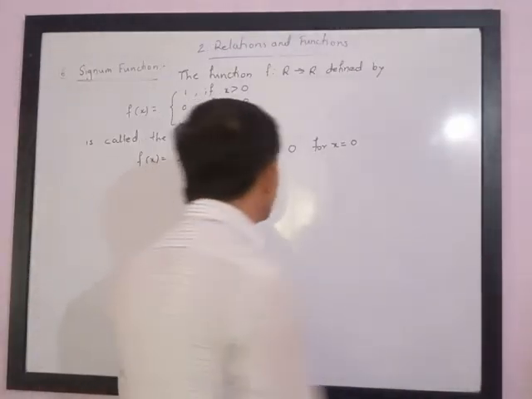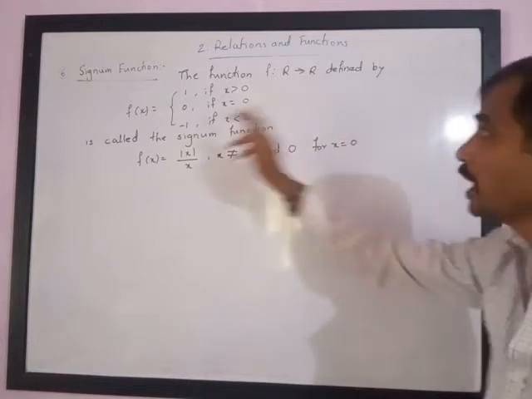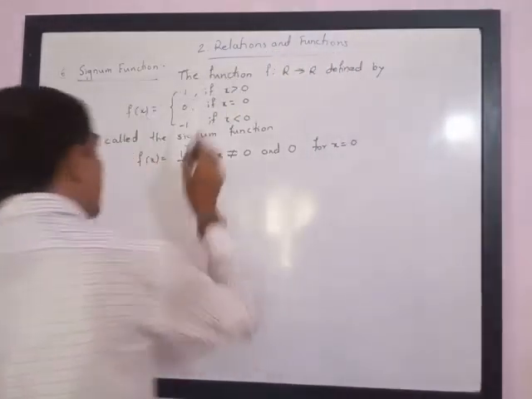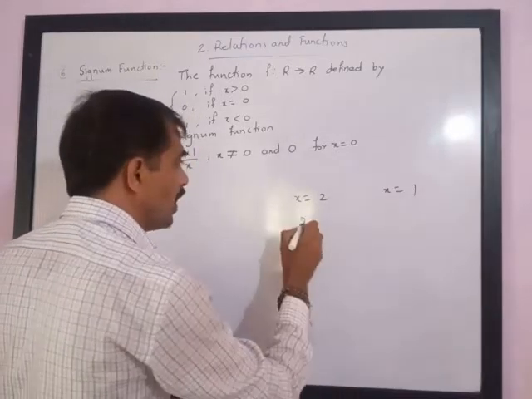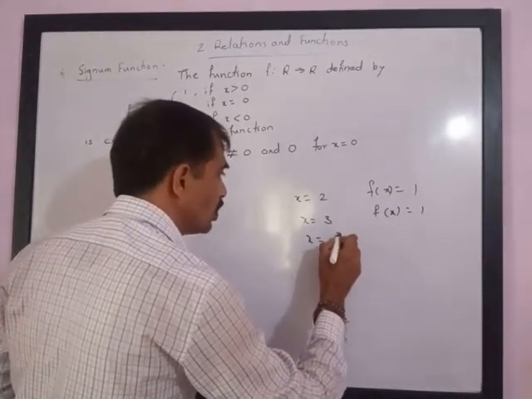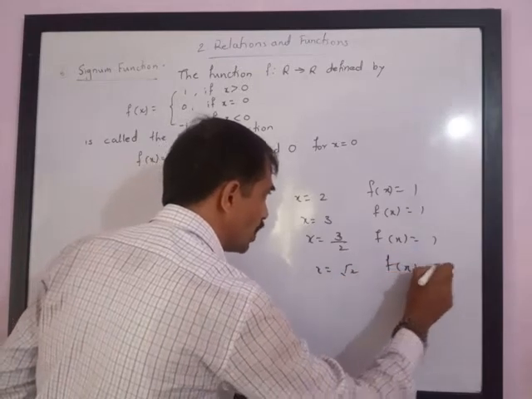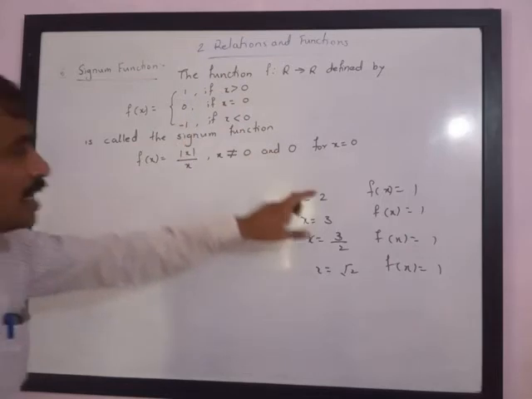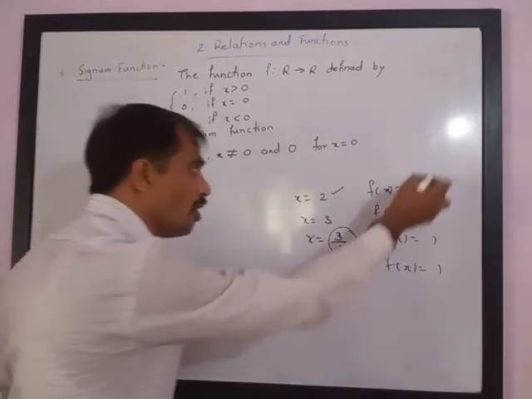Dear friends, the next function is the Signum function. Try to understand. The function from real numbers to real numbers defined by f of x is equal to 1 if x is greater than 0. What does that mean? It is always equal to 1 for all the values of x. Means if x is equal to 2, then f of x is equal to 1. If x is equal to 3, f of x is equal to 1. If x is equal to 3 by 2, f of x is equal to 1. If x is equal to root 2, f of x is equal to 1. This is what the first statement means. Whenever x is a positive number or a fraction or an irrational number, but greater than 0, f of x is always equal to 1.